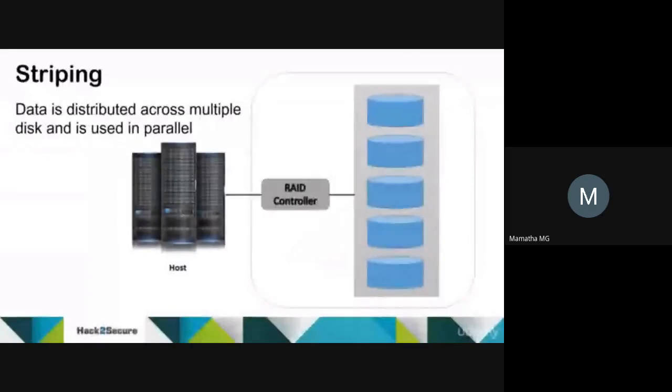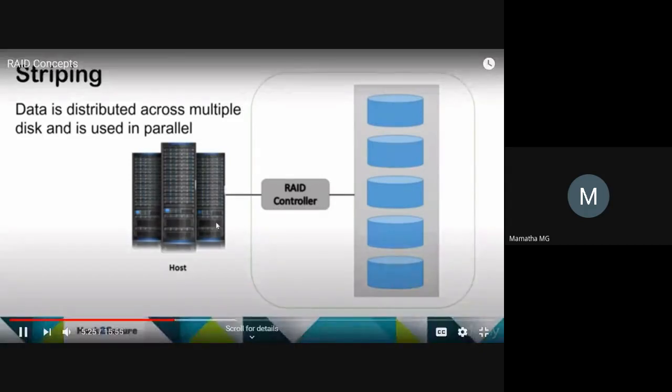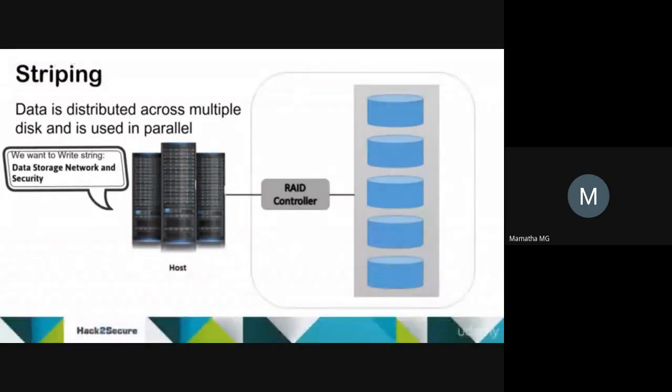Striping is a technique to distribute data across multiple drives and use them in parallel. So during a write operation, each disk in an array is broken into units or blocks and data is distributed into these blocks simultaneously. Let a host want to write the string, data storage network and security. On receiving the request, the RAID controller distributes each word across drives in the array. Similarly, for a read operation, each disk contributes in retrieval of data simultaneously and sends it to the controller. We should note that this example is just for the sake of understanding the striping concept. We will further look into this concept with granular details.